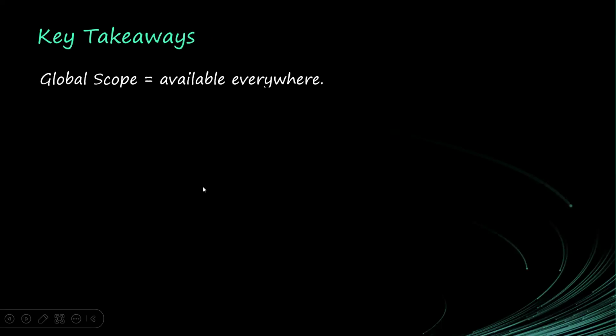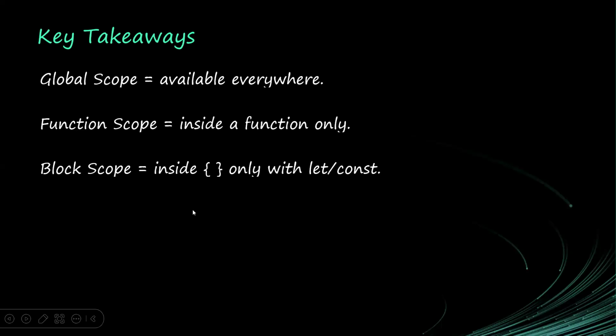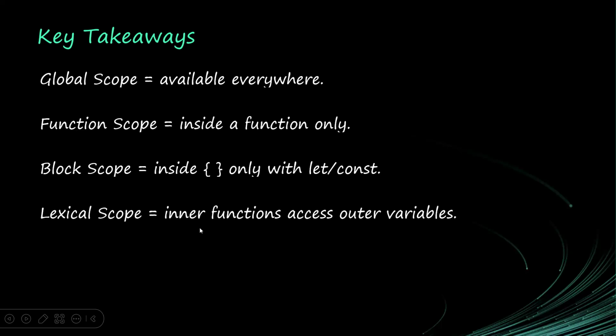Now, what's the takeaway? Global scope is available everywhere. Avoid global scope as much as you can. Function scope: variables will be accessible inside of a function only. Block scope: only within the block. So if you create any variable with let or const, it will be within that block of code, okay? Lexical scope: inner functions access outer variables in their parent scope. Always prefer the let and const keywords over var.